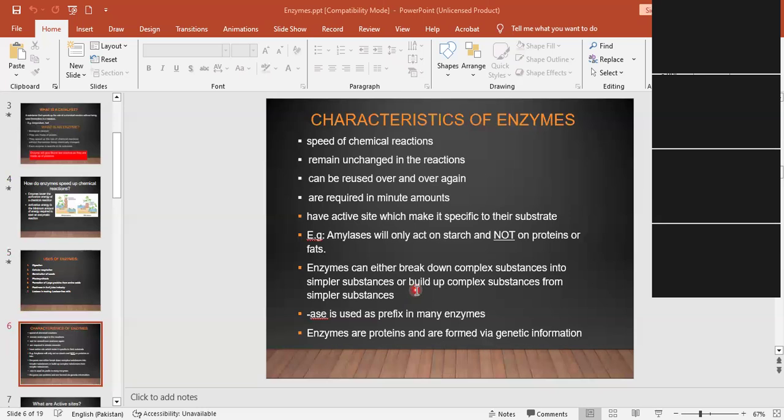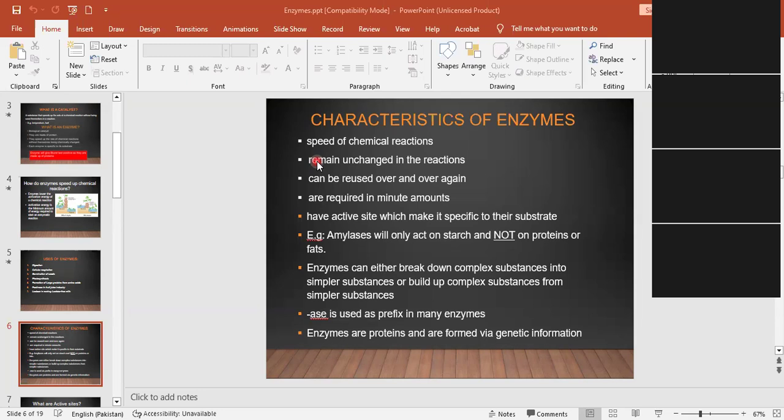अब आते हैं हम characteristics of enzymes. What are the characteristics of enzymes? What are the features of enzymes? Number one, it should speed up the chemical reaction. Number two, it should remain unchanged in the chemical reaction. वो reuse होता है, used up नहीं होता. ठीक है. इसकी ये property है enzyme की.